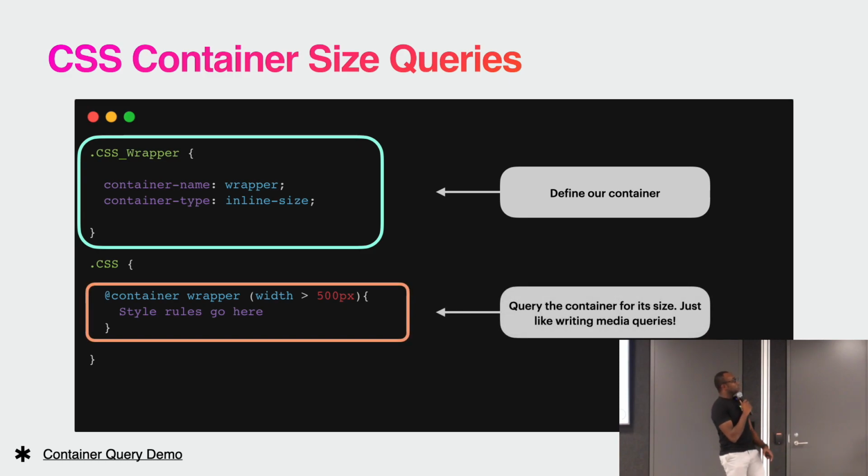Down here, we're actually using a container. You'll notice one thing: a container query looks exactly like a media query. It looks very, very similar. So with a container query, we use the @container rule. We can specify the name of the container we want to query. We can say that we are querying for the size of the container where the width is larger than 500 pixels. And once we do that, we can apply those style rules there.